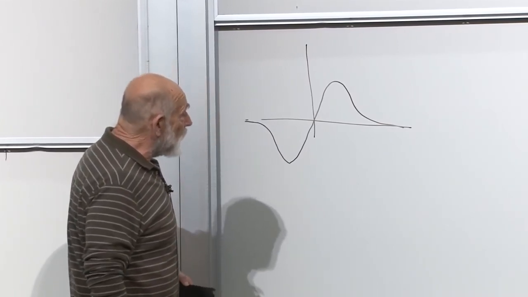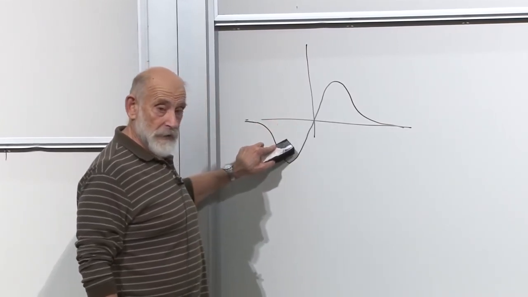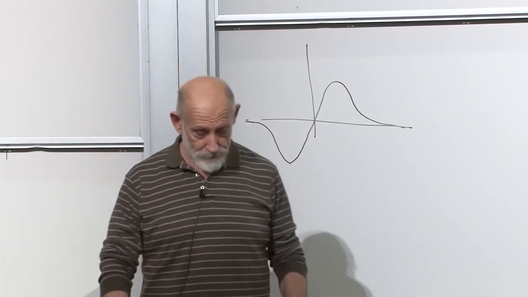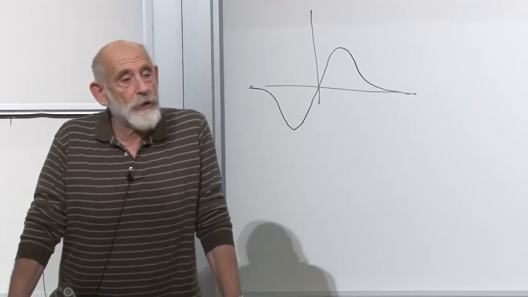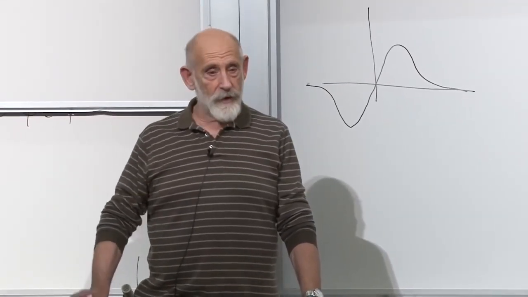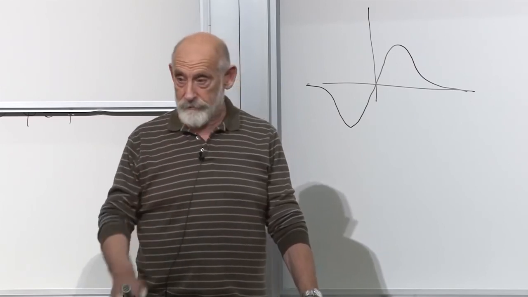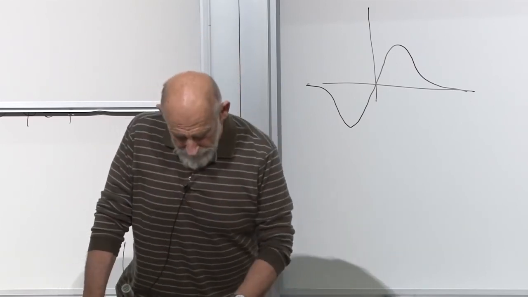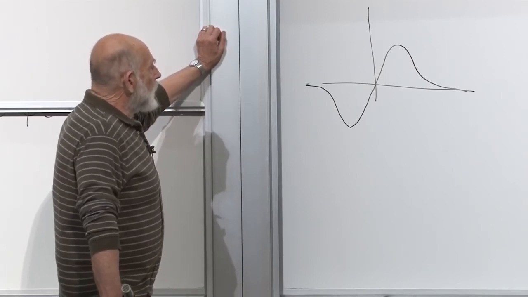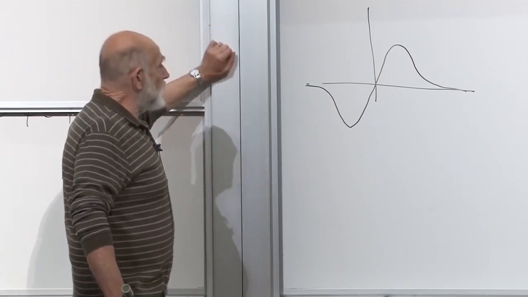The probability, which is the square of this, is symmetric. But notice that the probability goes to 0 at the origin. If you're in the first excited state of the harmonic oscillator, the probability that you find the oscillator at the origin is 0. Interesting fact. That's the first excited state.